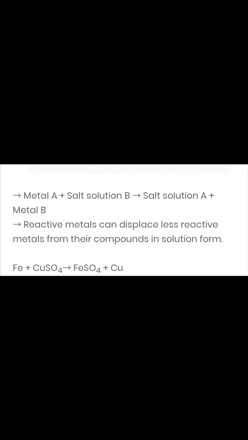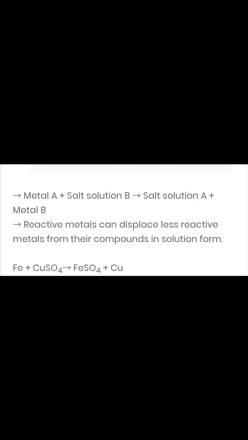So first of all, we'll be discussing how metals react with salt solutions of other metals. For example, if metal A reacts with the salt solution of metal B, then we will get the salt solution of A plus metal B. See here, reactive metals can displace less reactive metals from their compounds in solution form.